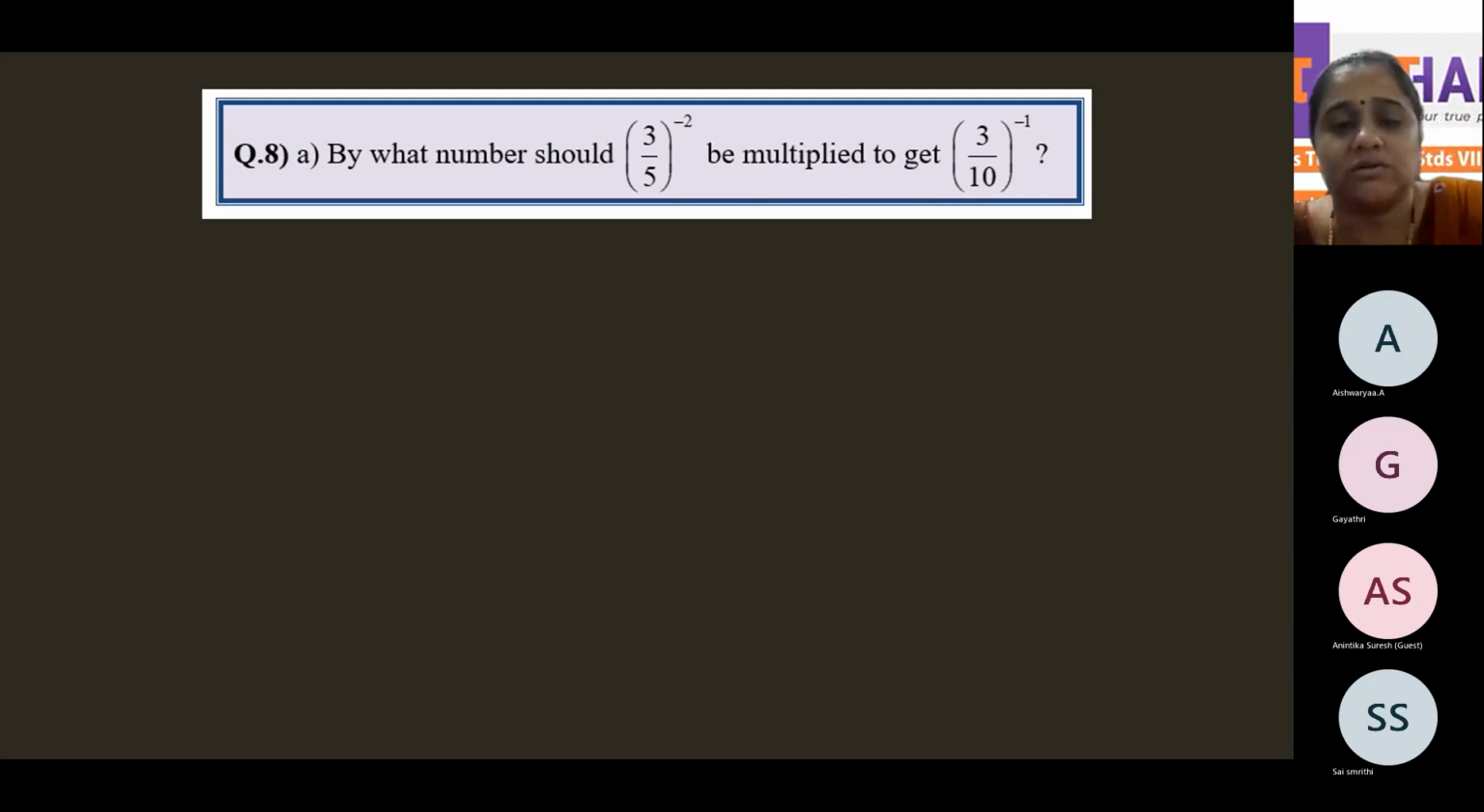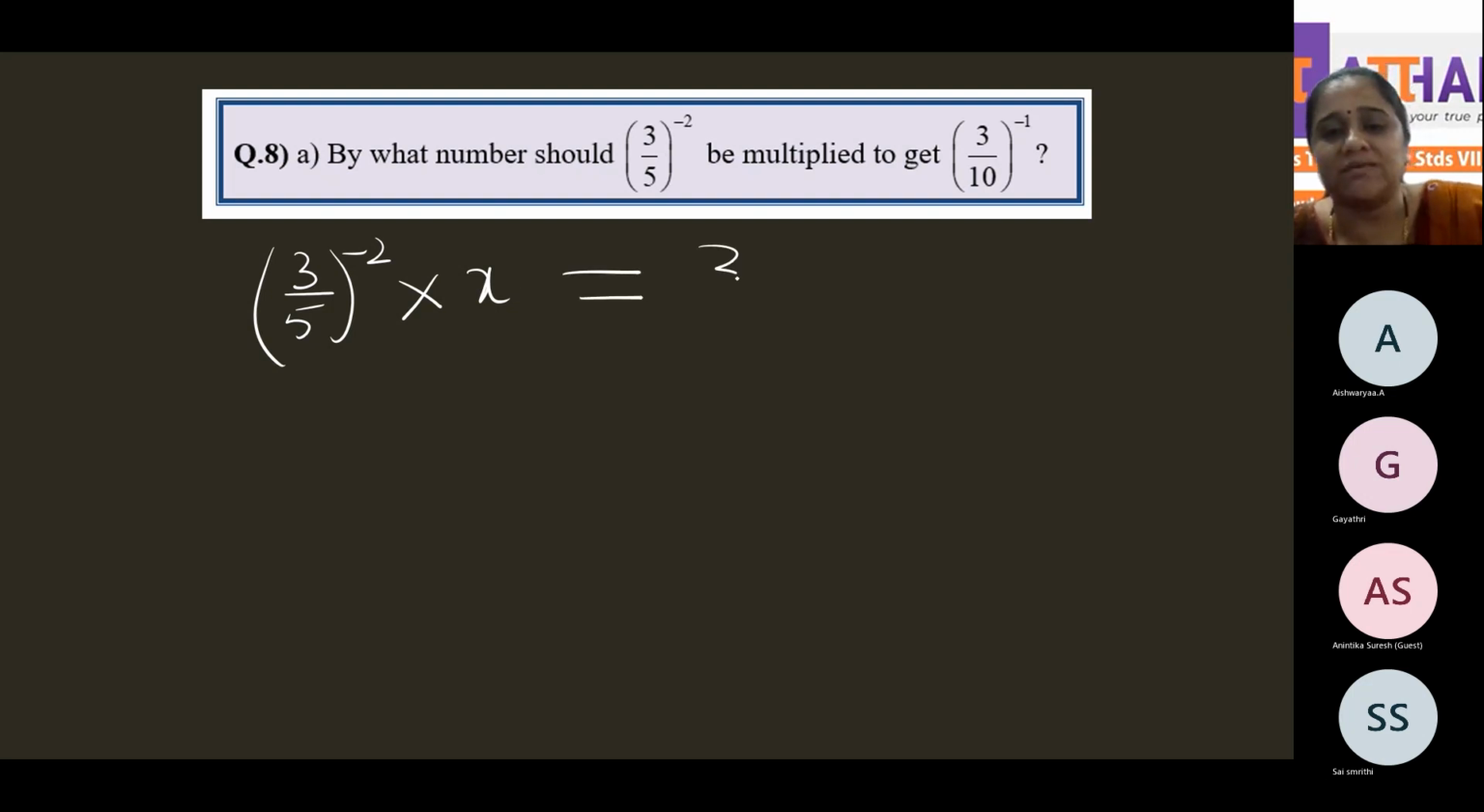By what number should 3 by 5 the whole power minus 2 be multiplied to get 3 by 10 to the power minus 1? Right? Okay. So let the number to be multiplied be x. By what number? Don't write anything now. By what number should this one be multiplied? So we have 3 by 5 the whole power minus 2. We need to multiply this with something like x to get 3 by 10 to the power minus 1.